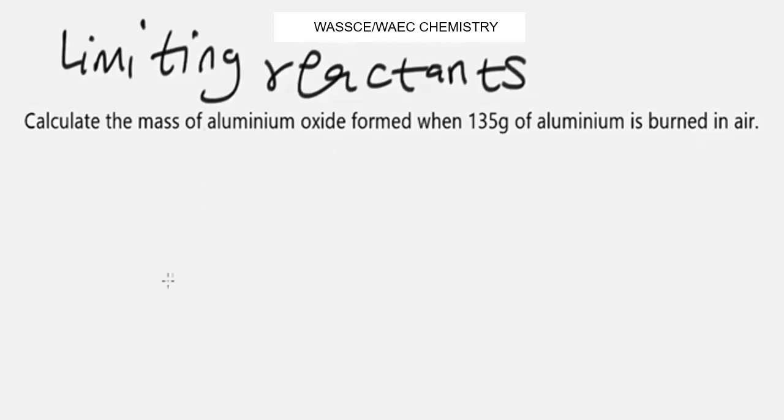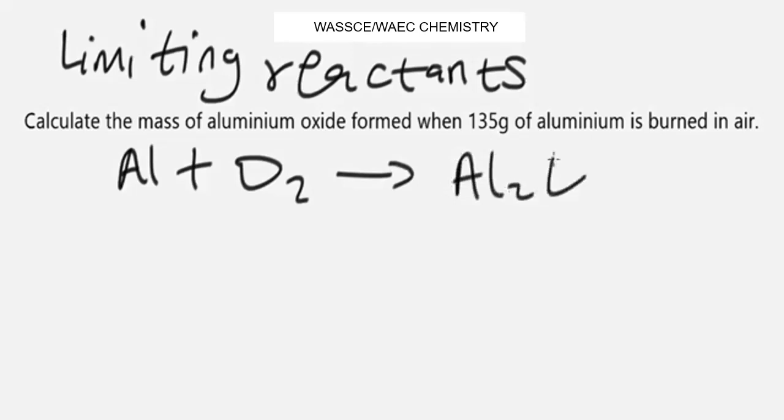Okay, now remember that we are looking at the concept of limiting reactants. And we said that the amount of product depends on the limiting reactants, and reactions stop when one reactant is used up. Now the first thing you have to do is to write a balanced equation for this reaction. The question says aluminium oxide is formed when aluminium is burned in air. So the air there means aluminium reacted with oxygen to produce aluminium oxide.